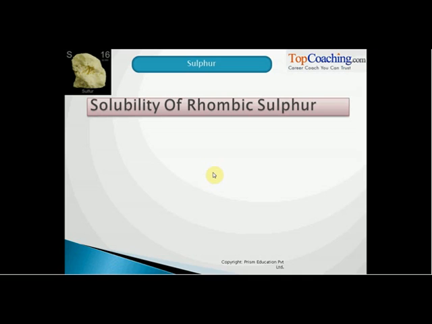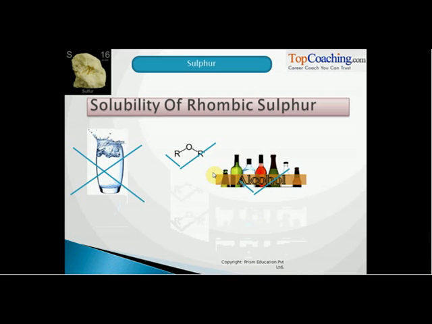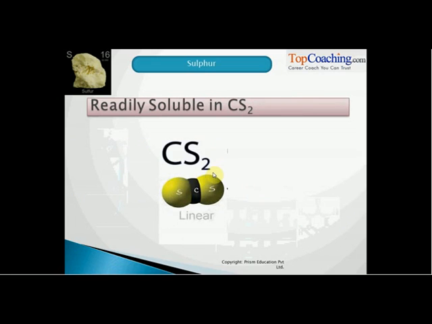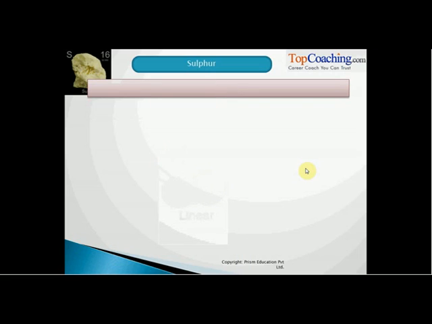This rhombic sulfur does not dissolve in water and is slightly soluble in ethers, alcohol and benzene. However, it's completely and readily soluble in CS2, which has a linear structure. So we know that both monoclinic and rhombic sulfur have 8 atoms of sulfur each. However, many more forms of sulfur have been synthesized in the laboratory, ranging from 6 sulfur atoms to 20 sulfur atoms.